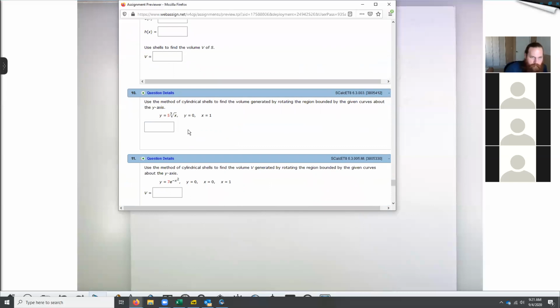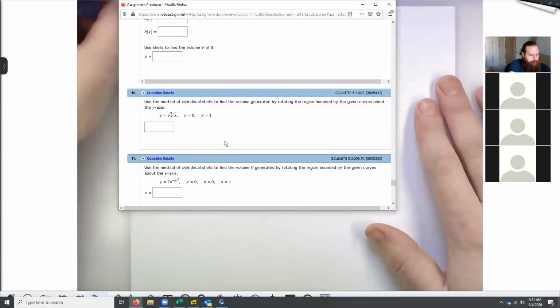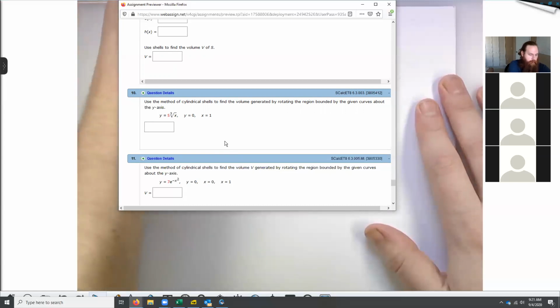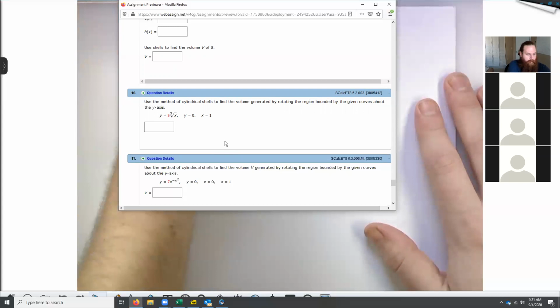Now let's look at 10. 10 will be faster. So we've got y equals 5 times the cube root of x, y equals 0, y equals 1, and we're going about the y-axis.